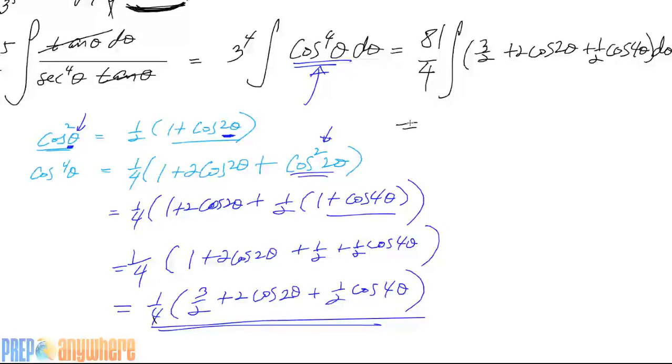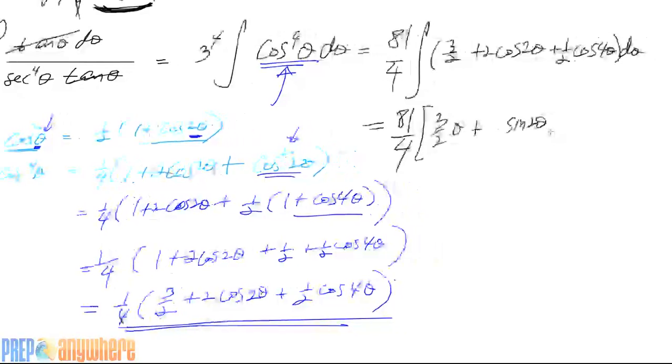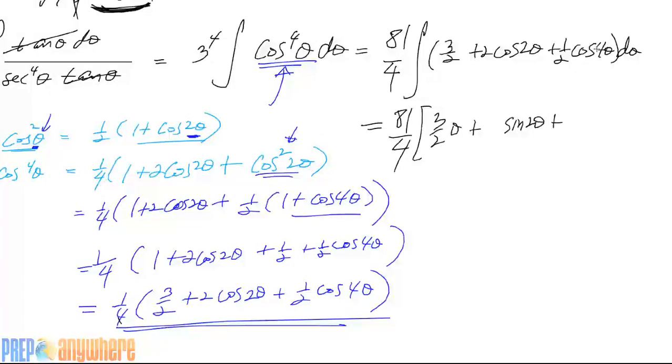All right, now let's do the antiderivative. So we get 3 over 2 theta. It's going to be sine of 2 theta divided by 2, so 2 divided by 2 gives you 1. So I'm just going to leave it like that. It's going to be sine of 4 theta divided by 4, so half divided by 4 is 1 over 8.